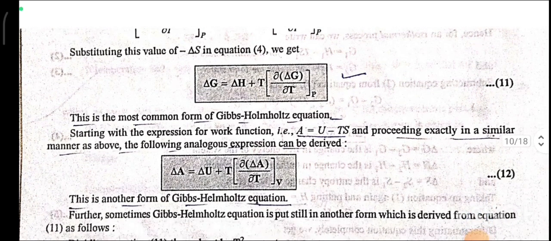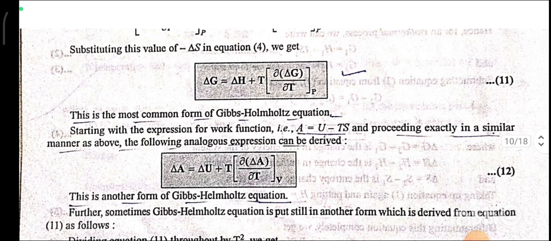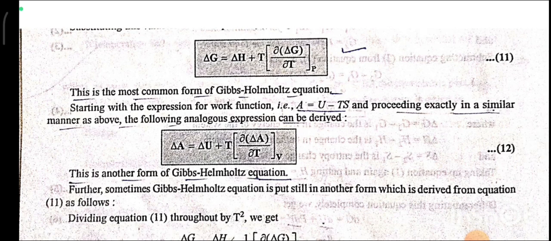Substituting this value of minus delta S in equation number 4, we get delta G is equal to delta H plus T bracket delta G upon delta T at constant P. This is the most common form of the Gibbs-Helmholtz equation. Starting with the expression of work function A is equal to U minus TS and proceeding in exactly the similar manner as above, the following analogous expression can be derived.